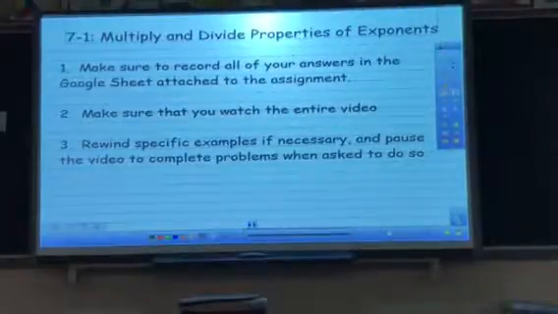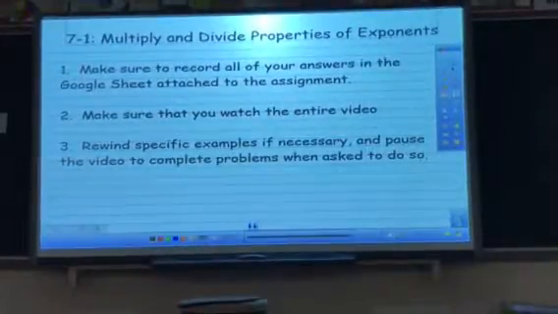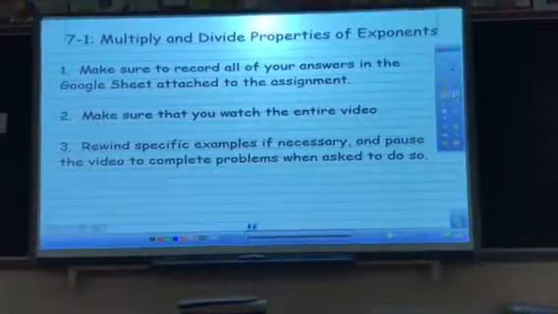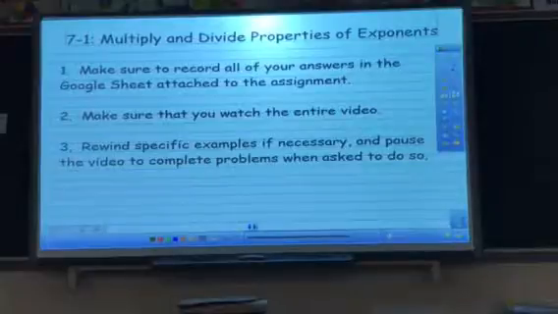Hey guys, trying to record this a second time, to be honest, and see if it works this time. All right, this is what you guys should be able to do here.